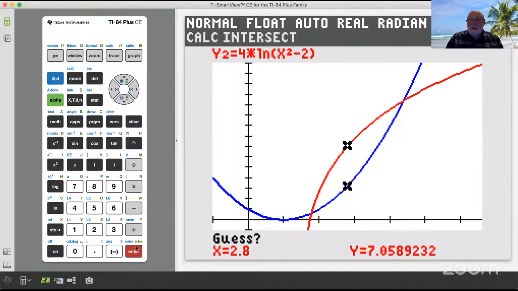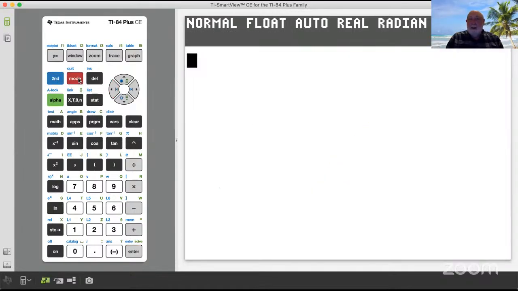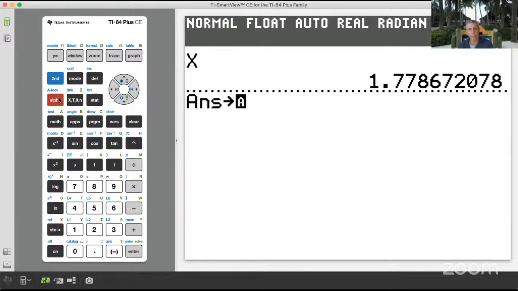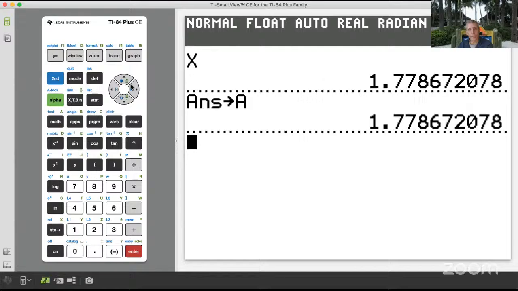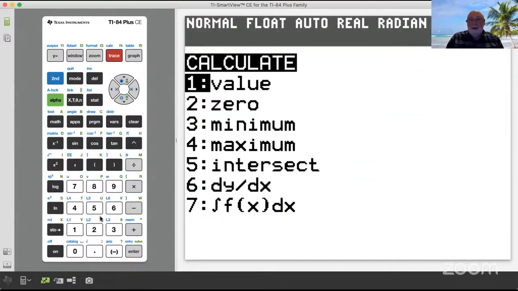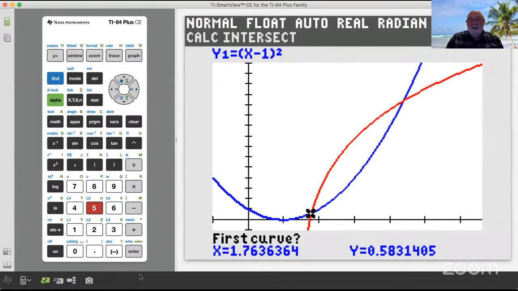get our 2 curves, and move close to 1 intersection point. And then we'll quit to the calculator screen and quickly call up that X value and store it in A. And then we'll repeat the process, go back to the graph, do calculate, intersect number 5, choose our 2 curves.